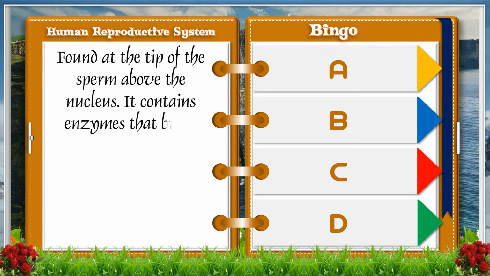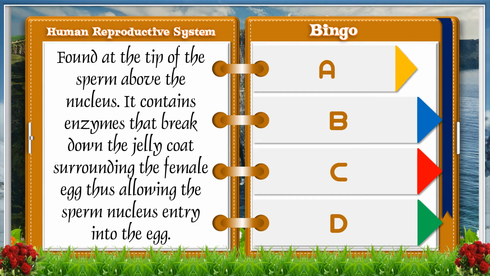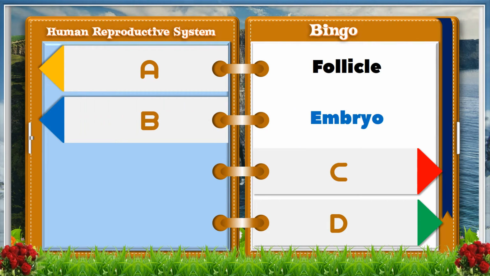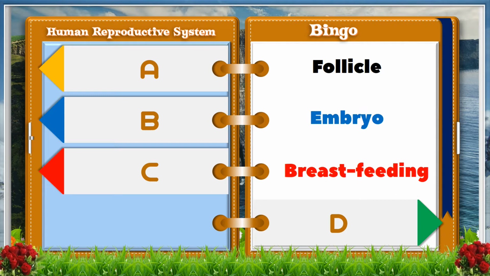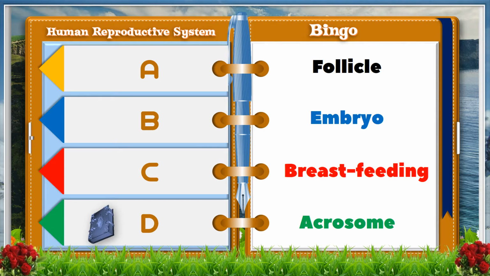Found at the tip of the sperm above the nucleus. It contains enzymes that break down the gel coat surrounding the female egg, thus allowing the sperm nucleus entry into the egg. A. Follicle. B. Embryo. C. Breastfeeding. D. Acrosome. And the answer is D. Acrosome.